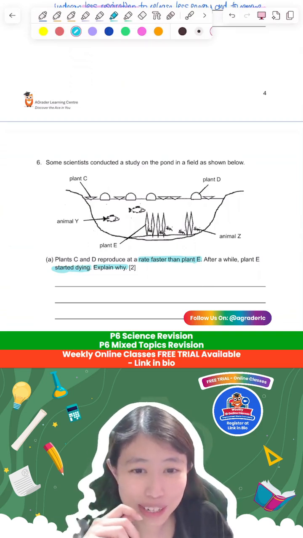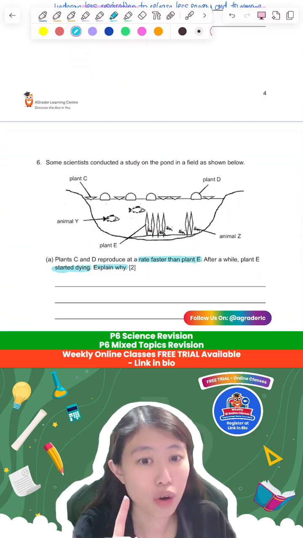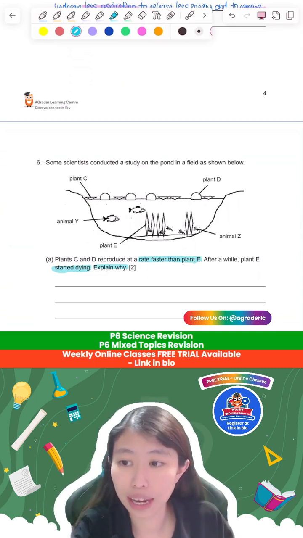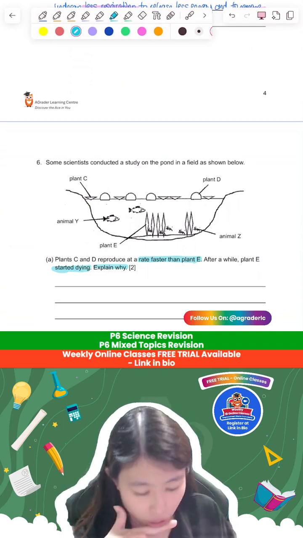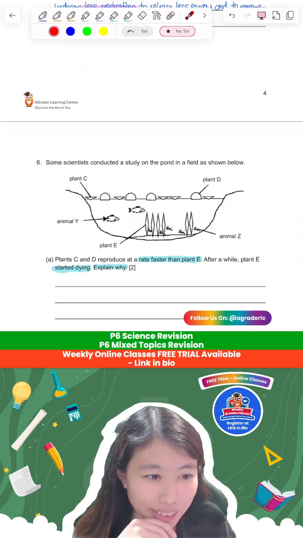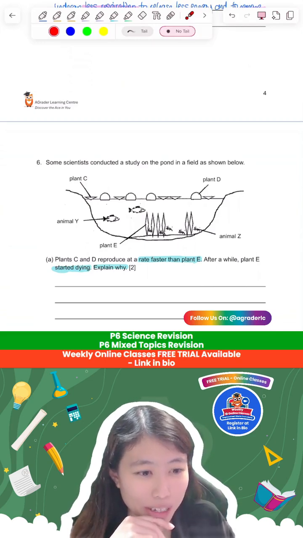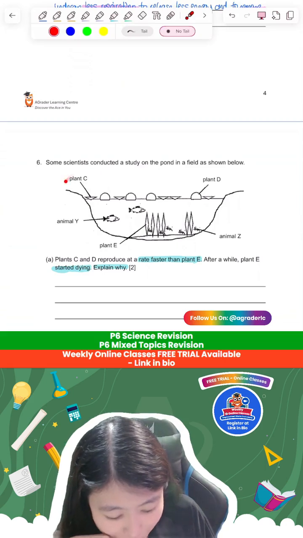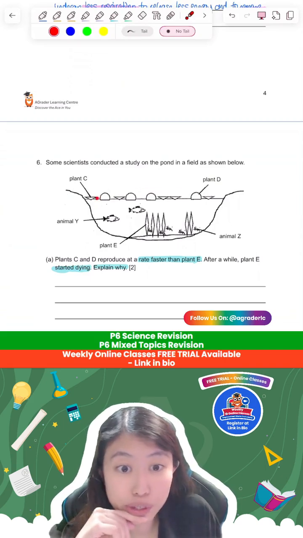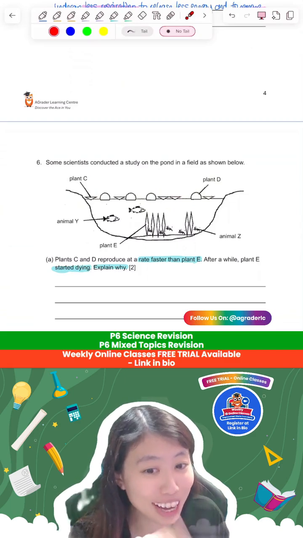Okay, everybody, let's look at A. For A, they said that C and D reproduce faster than E. Then after a while, E starts dying. Does anyone know why? What do you think is happening? If you look at plant C and plant D, they reproduce faster. Means what do you think will happen? Oh, Shafwan, you got the idea there.